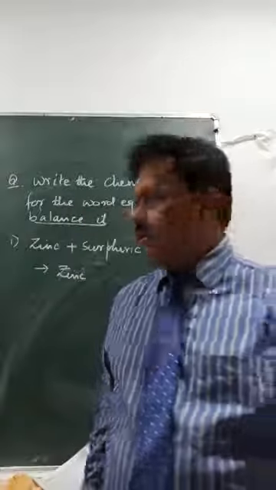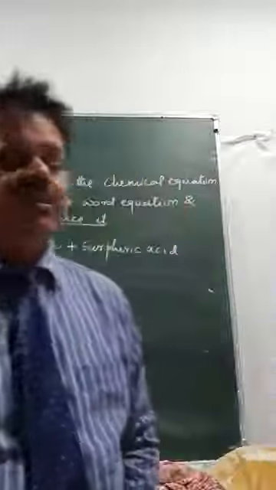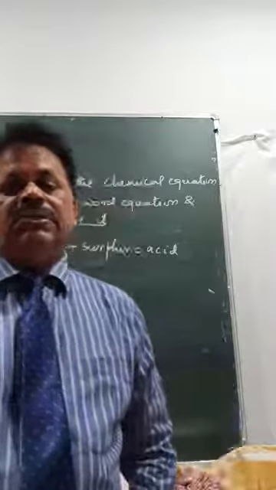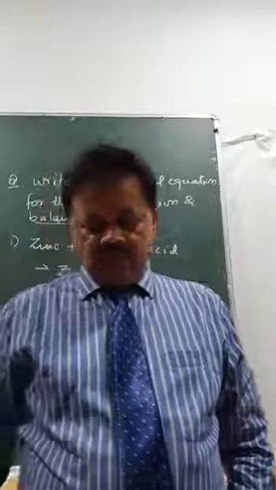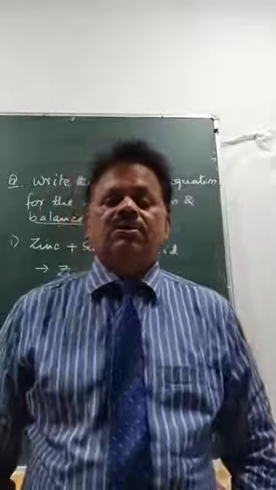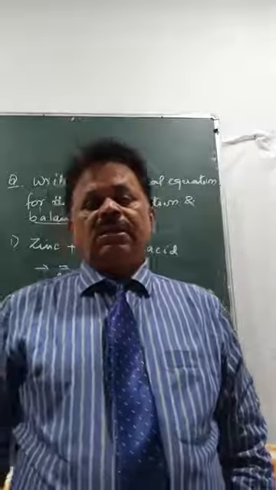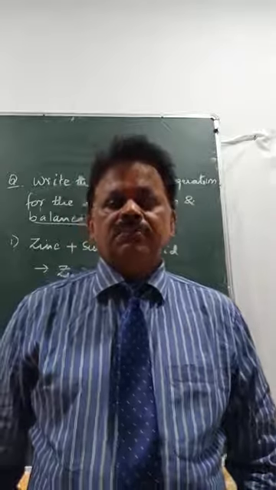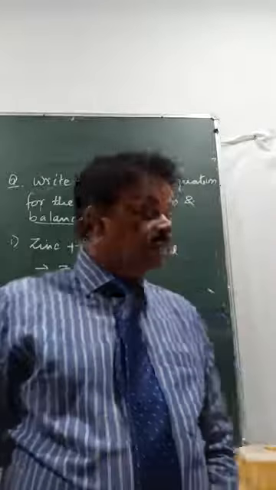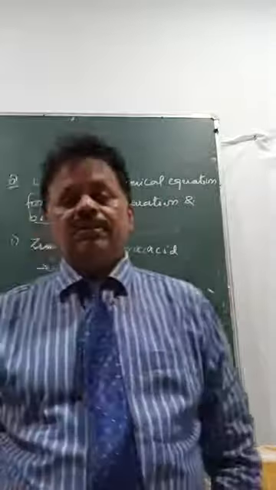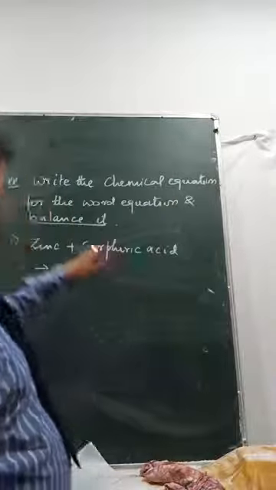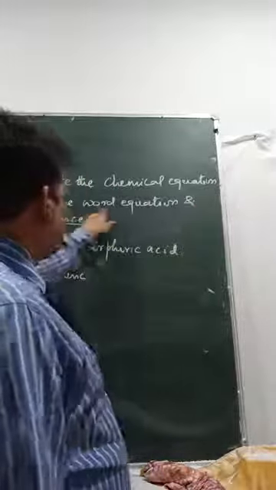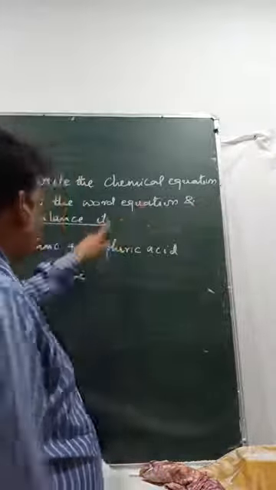Students, last time we were discussing balancing the chemical equation. I told you last time that the equation has to be balanced because we have to maintain the law of conservation of mass, meaning the atoms on both sides, the reactant side and the product side, should be the same. Today we will discuss how to balance a chemical equation. Suppose you are given a question: write the chemical equation for the word equation and balance it.